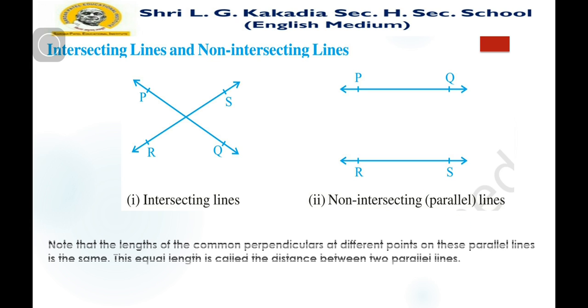So note that the lengths of common perpendiculars at different points on these parallel lines are the same. If you take the perpendicular distance PR, and you take the perpendicular distance QS, then you realize that both the lengths are equal. That is why we can say that these are parallel lines. This equal length is called the distance between two parallel lines.